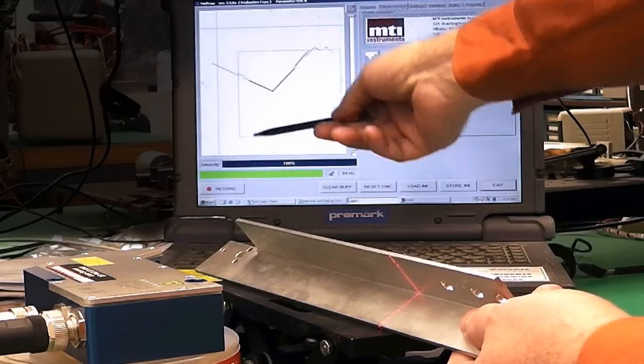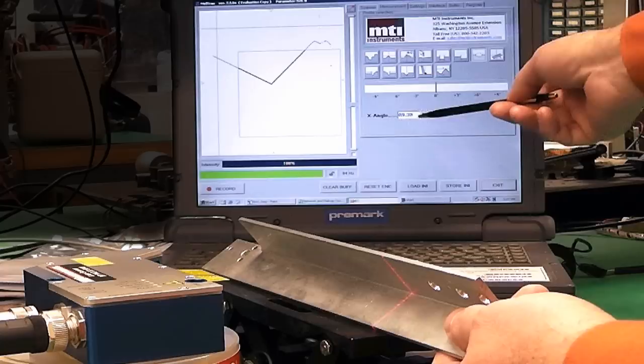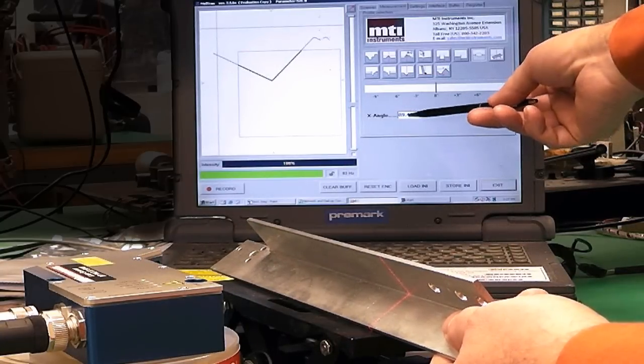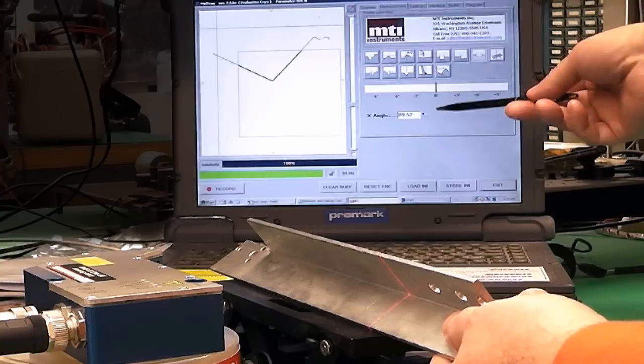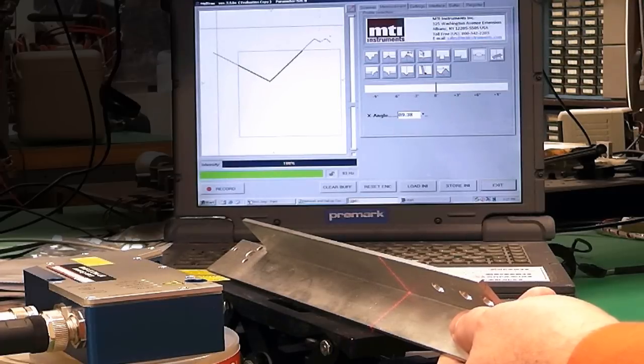We can see in this window here that we have our angle, and as long as we're in that window, we can read the actual angle that's being presented here. We can see it's showing 89.45 degrees, and this is approximately a 90 degree angle.